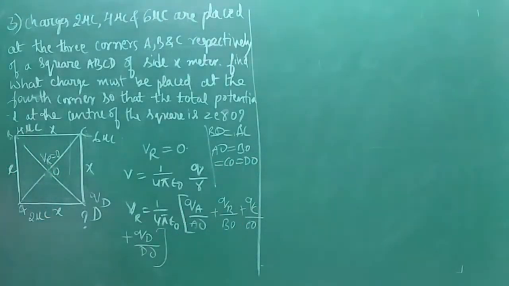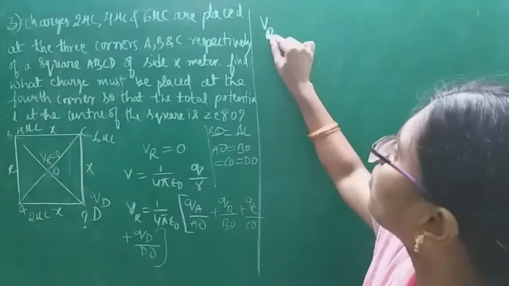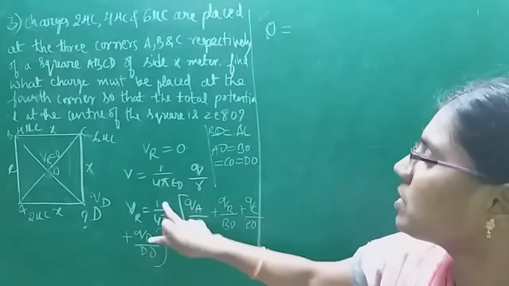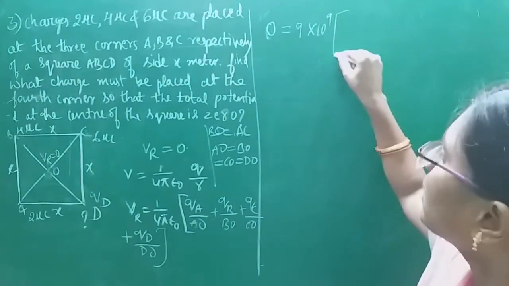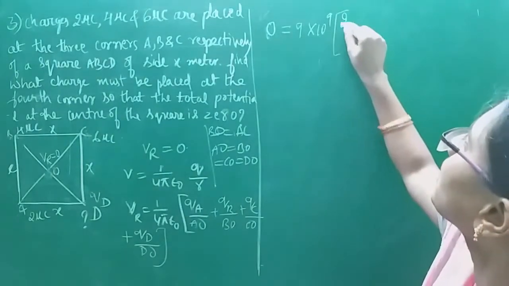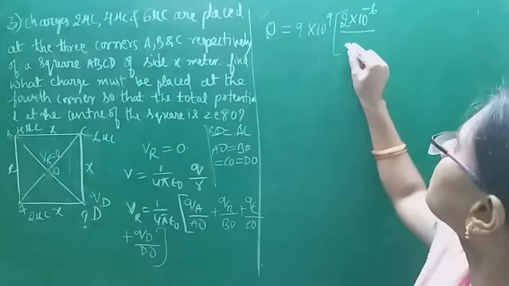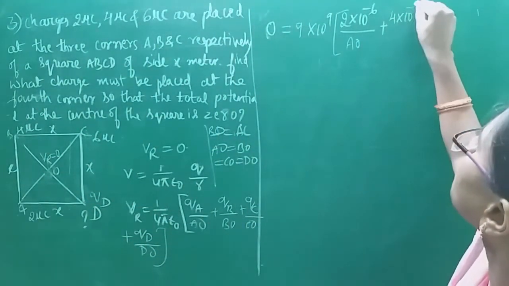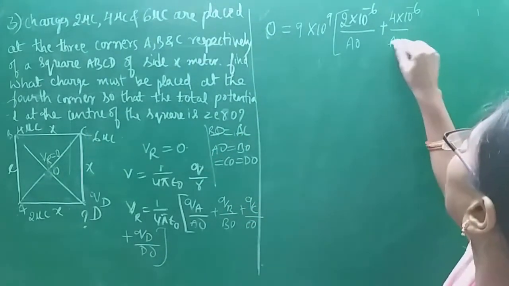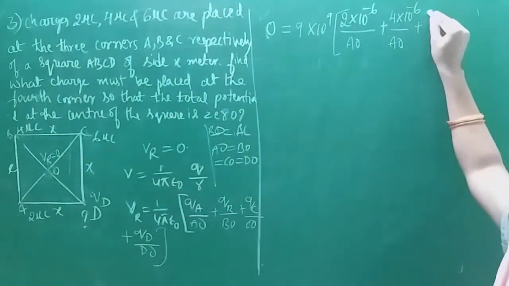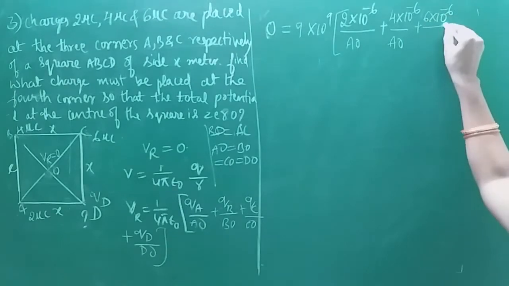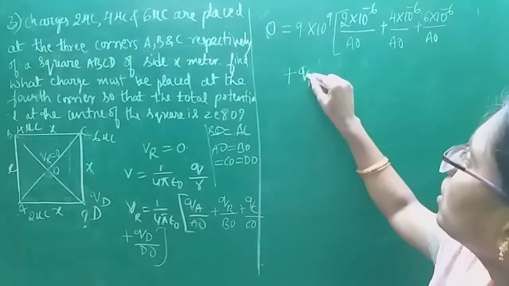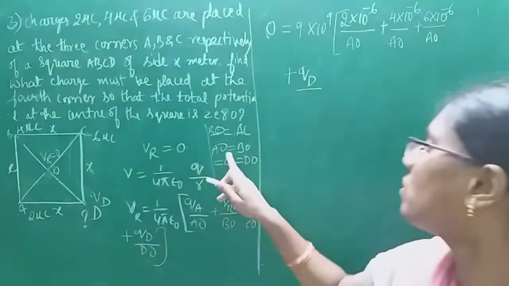So we can write the total potential VR, which is given as 0 at the center, equal to 1 over 4 pi epsilon naught, whose value is 9 into 10 to the power of 9, into QA, the charge at A, which is 2 microcoulomb, so 2 into 10 power minus 6 divided by the distance AO. Plus the second one, QB, is 4 into 10 power minus 6 divided by the distance BO, and BO is equal to AO. Plus the third one, QC, is 6 microcoulomb, so 6 into 10 to the power of minus 6 divided by the distance CO, and CO is equal to AO. Plus the fourth one is QD, which we have to find out, divided by the distance DO, and this DO is also equal to AO.